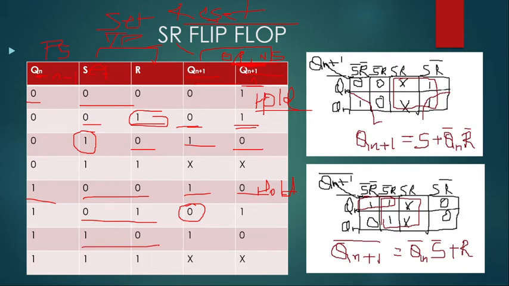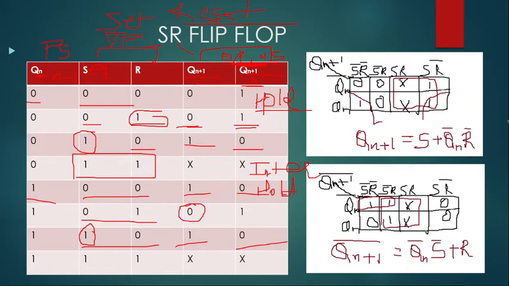Similarly 1 0 is here also. So set is 1, R is 0, that means set will become 1. That means output is 1 and output bar is 0. And in this SR flip flop, one interesting condition is there when both the inputs are 1. So when both the inputs are 1, it is your intermediate state or invalid state.